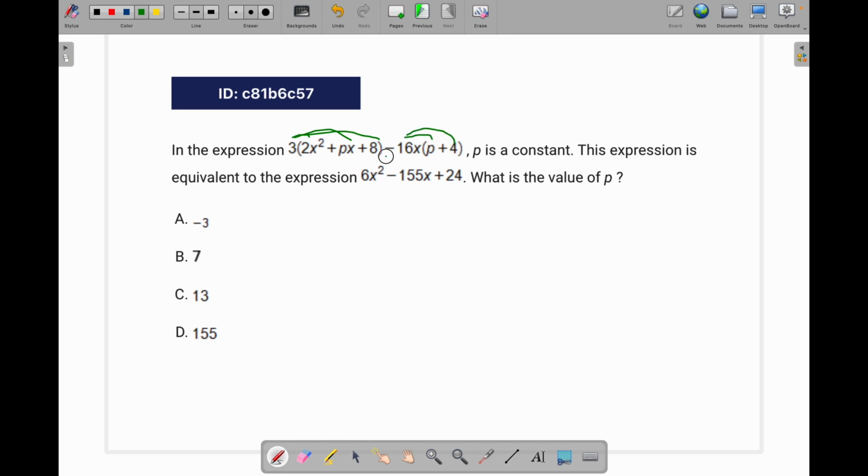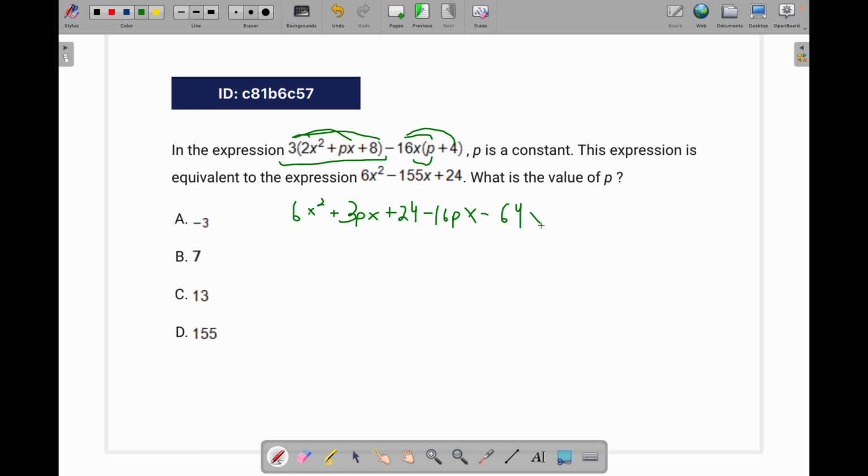You'll see it's 6x squared plus 3px plus 24. This negative 16x times p is just going to be negative 16px. And then negative 16x times 4 is just going to be negative 64x.